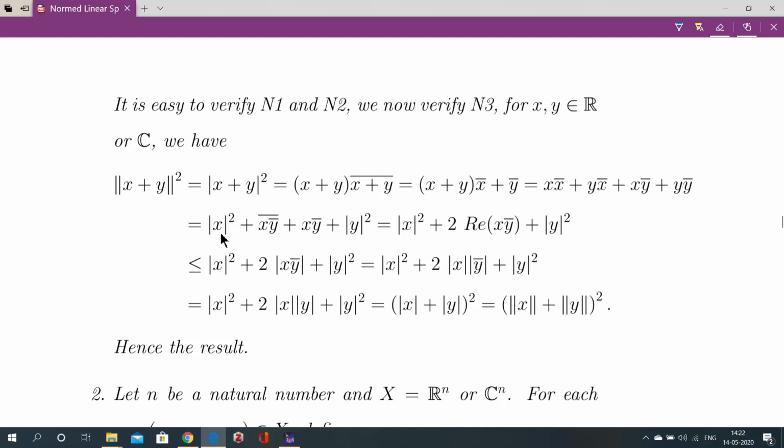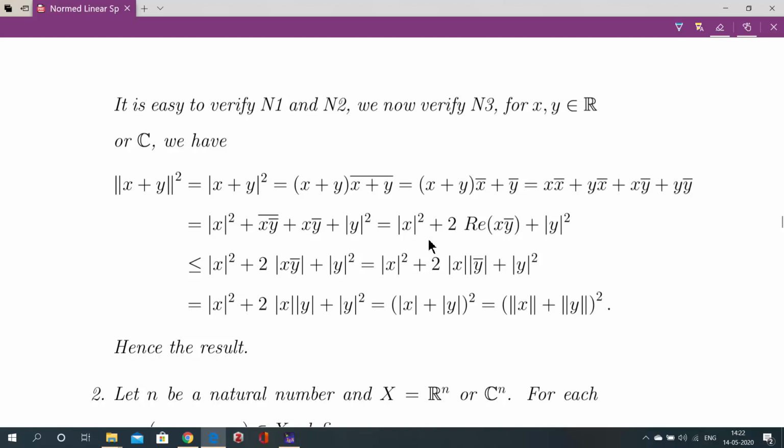We know this is the modulus of x squared, and this is y into x conjugate, represented as x into y conjugate, conjugate. This is x into y conjugate plus modulus of y squared. And you know that z plus z conjugate is 2 times the real part of z. So this is 2 times the real part of x into y bar plus modulus of y squared.